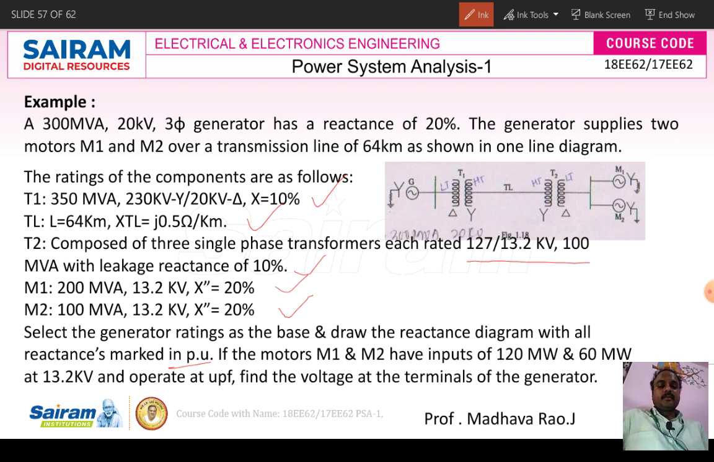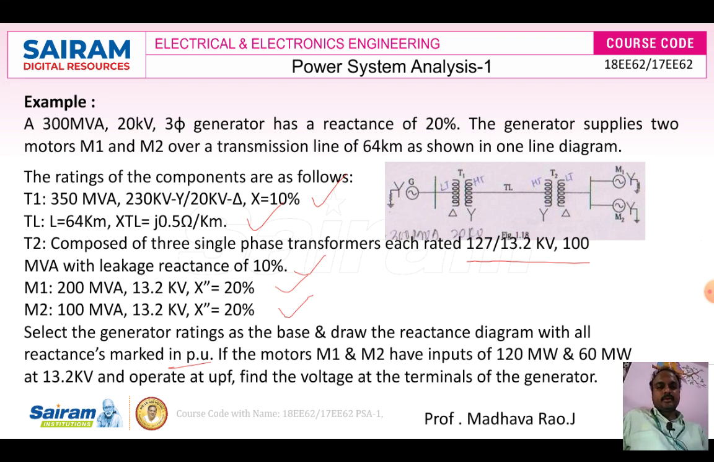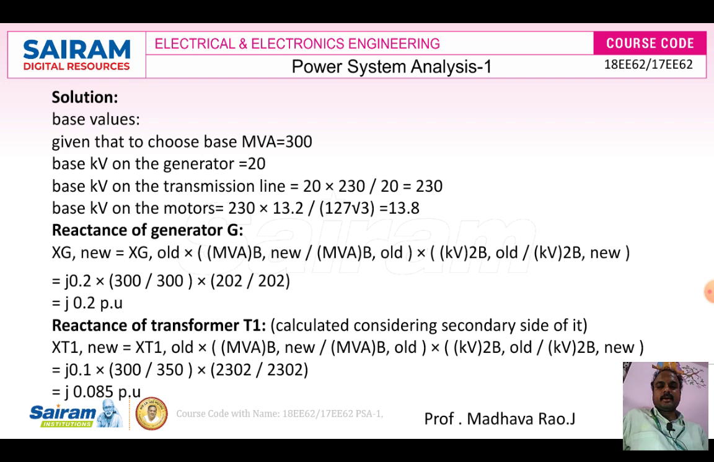The motors M1 and M2 have inputs of 120 MW and 60 MW at 13.2 kV and operate at unity power factor. Find the terminal voltage of the generator. So, these are the data given. So, we need to draw the reactance diagram.